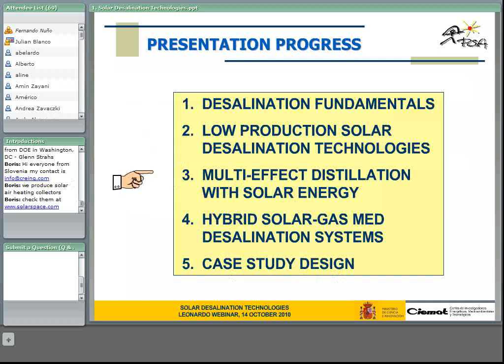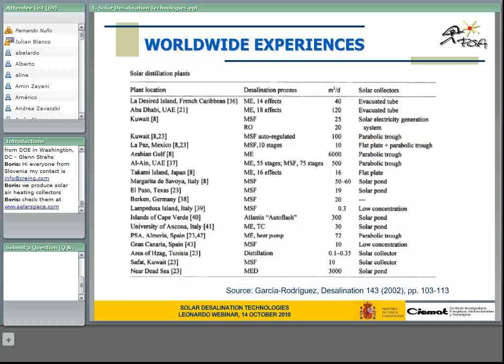Okay, now we are going to move to other technologies considering much bigger capacity, and here basically this is multi-effect distillation. There have been a number of experiences around the world in the last years. This is taken from a publication in Desalination a few years ago. Here you can see the number of experimental solar distillation facilities that have been installed and tested around the world. Most of them use multi-stage flash or multi-effect distillation.